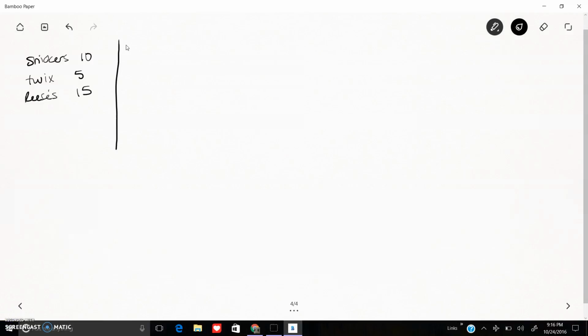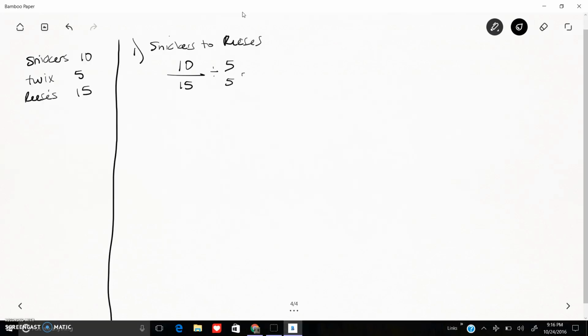All right, let's say I have this information. I want to find a few things, so let's make a couple of problems with this. I want the ratio of Snickers to Reese's. All right, so how many Snickers do I have? I have 10. Okay, so that's going to be my numerator. My Reese's will be my denominator. So I have 10 Snickers to every 15 Reese's, which I'm going to simplify by 5, which gives me 2/3. Okay, so for every 2 Snickers, I will have 3 Reese's.